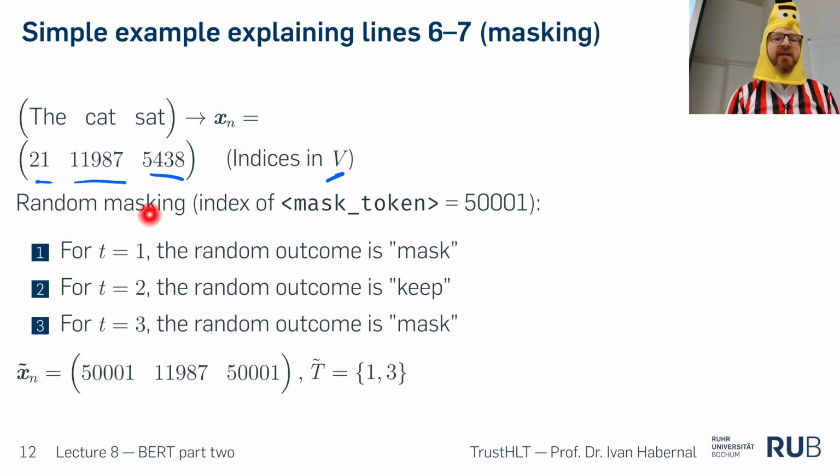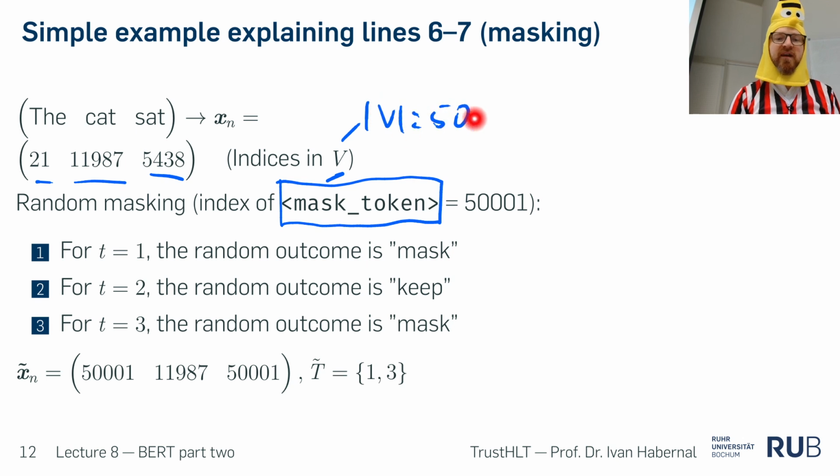Okay, cool. Then random masking. We have this very special token, which is called the mask token. The size of V is 50K, and at position 50,001 we add this special token called the mask token. So the index of the mask token will be 50,001. It's an arbitrary decision; every token has to have an index. And we go through all these tokens. The first is the, at position 1. The random outcome is that we should mask this word. So we replace the first word, 21, with the mask word 50,001.